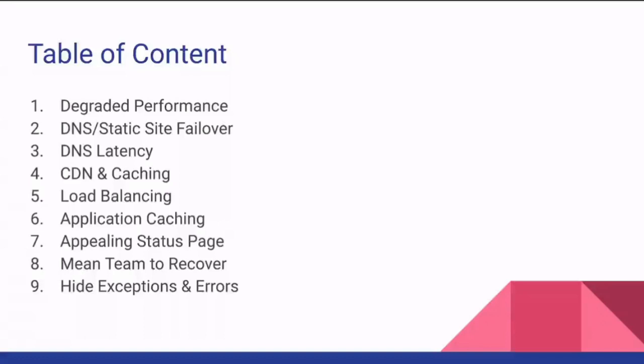So the 9 strategies for better user experience in cloud deployments are as follows. We have degraded performance, DNS and static failover, DNS latency, CDN and caching, load balancing, application caching, appealing status page, mean time to recover, and then hide exceptions and errors. So without further ado, let's go into each one of them and understand how to use the strategies.